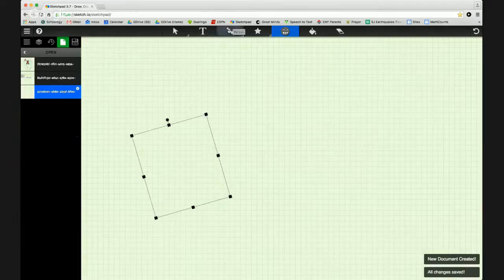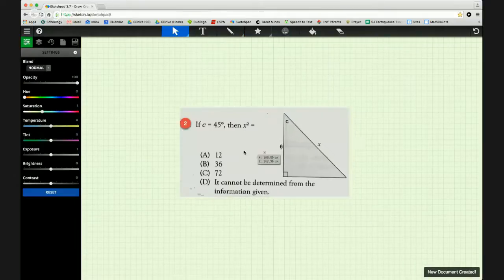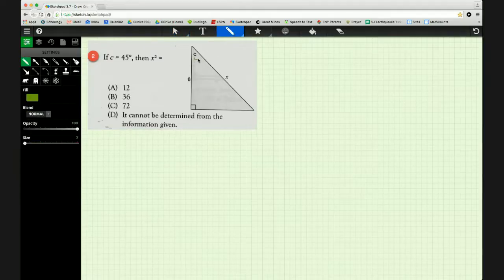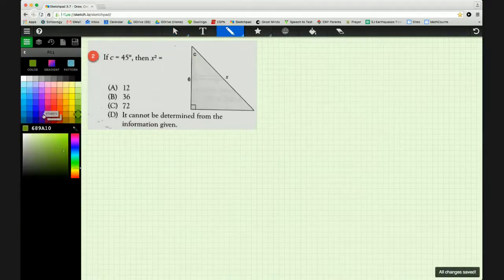Okay, now let's get our new screen, and we're going to paste our problem in. We have some more geometry. We want to figure out if this side is 6, how long is this long side? Well, it looks like we don't have enough information, but actually we do. If we know that this is a 45-degree angle here, let's make that a nice dark blue.